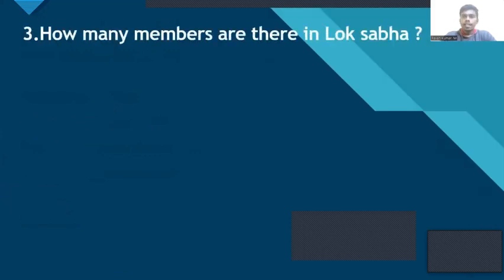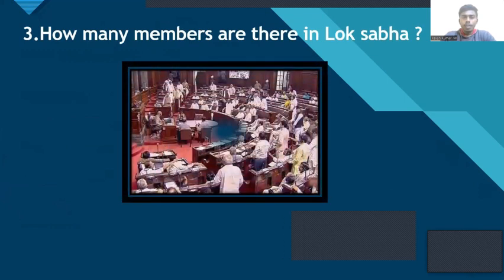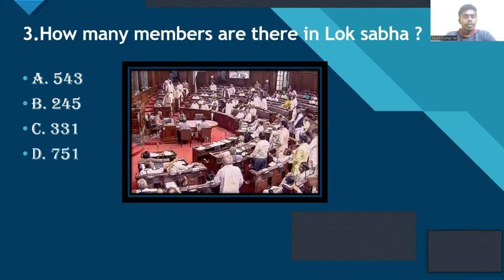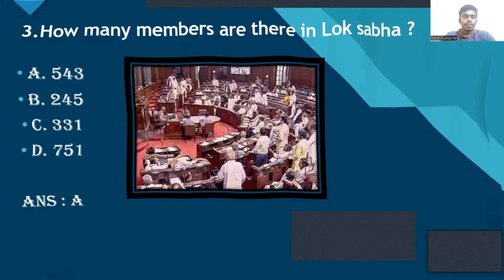Coming to our next question, how many members are there in Lok Sabha? See, here is the meeting hall of the Lok Sabha where members are representing from each constituency. So the options are option A 543, option B 245, option C 331, and option D is 751. So the answer will be option A, 543.